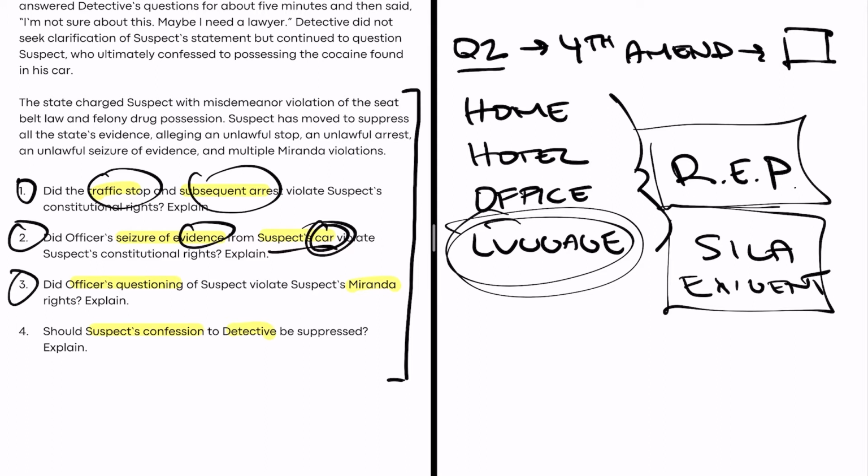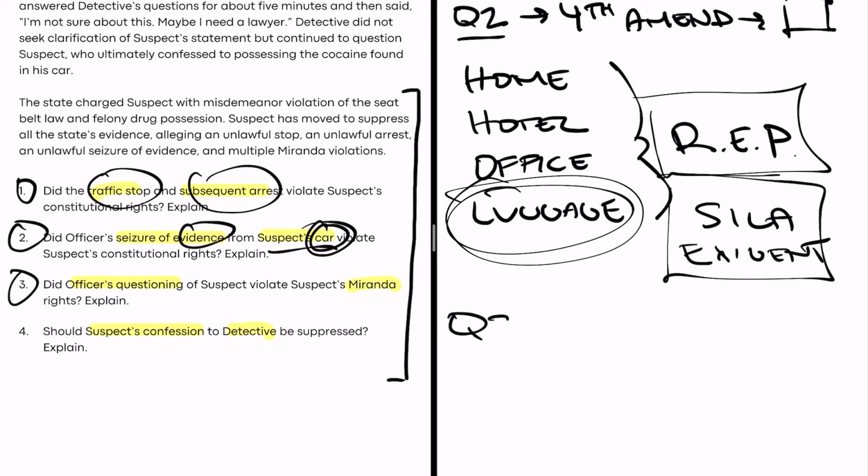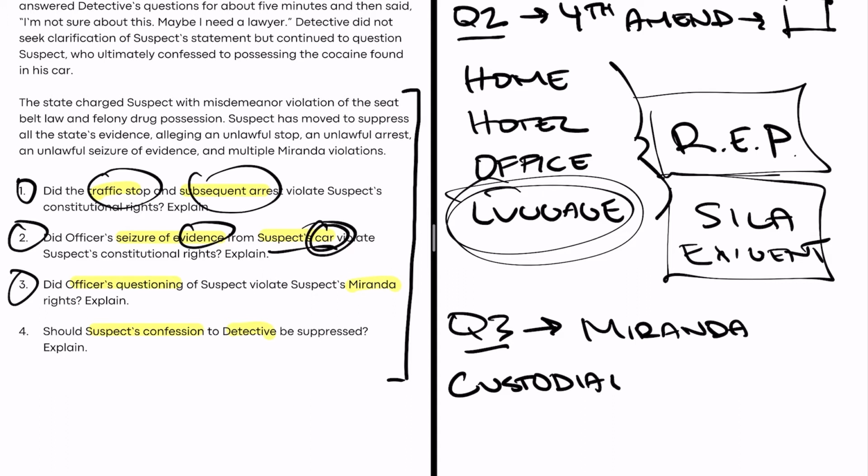We can take a quick look at question number 3. Right, question number 3, let's try to determine what issues we're addressing here. Did officers' questioning of suspect violate suspect's Miranda rights? Okay, so this is Miranda v. Arizona. When we're thinking about somebody's Miranda rights being violated, the first thing we have to look out for is whether or not there was a custodial interrogation. Was there a custodial interrogation?